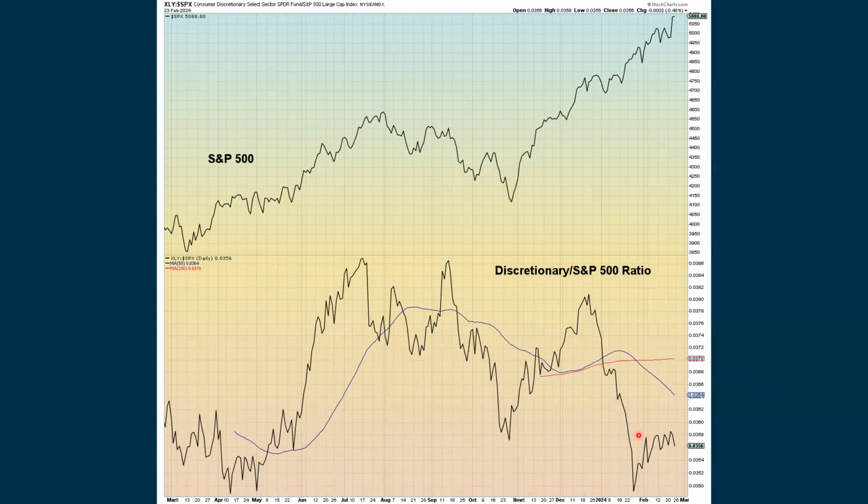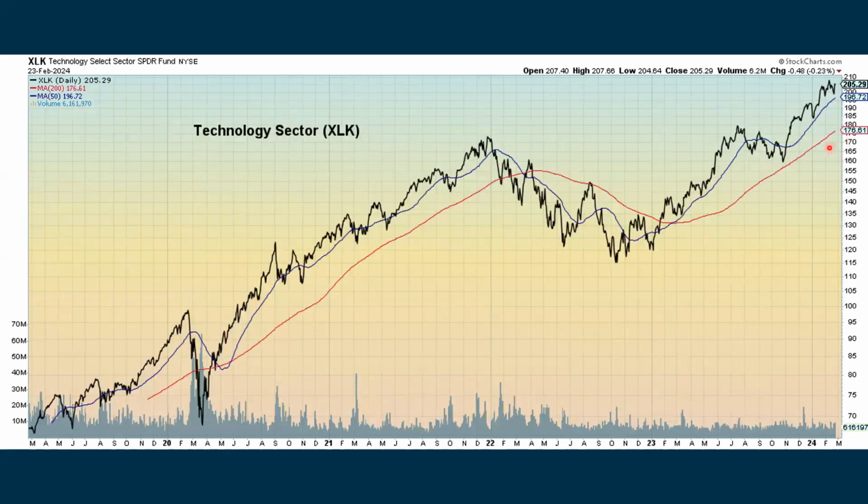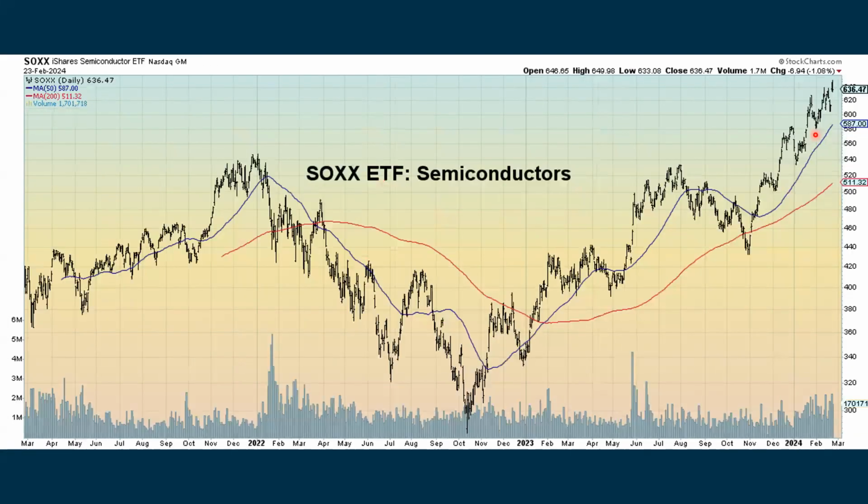In a good, solid environment, we want to see tech, communication, and discretionary doing well. And discretionary has been one of those lagging areas. The staples sector, these are things that you have to buy no matter what's going on in the economy. It's kind of interesting, we're in an uptrend here. Usually in a stronger economic environment, we might see this go down. The tech sector continues to be in a solid uptrend. Semiconductors are also in an uptrend and setting recent all-time highs.